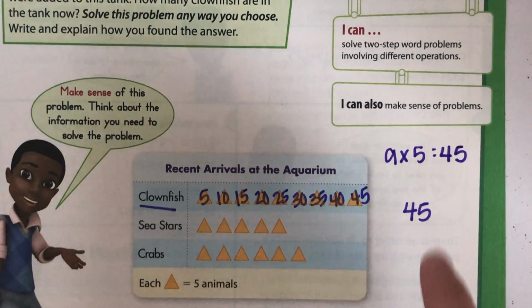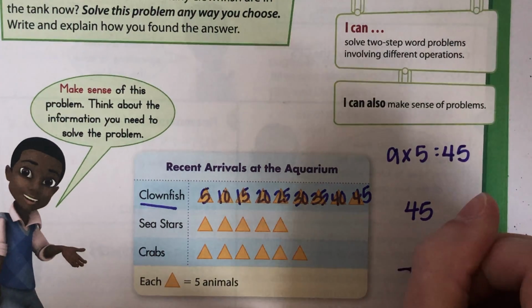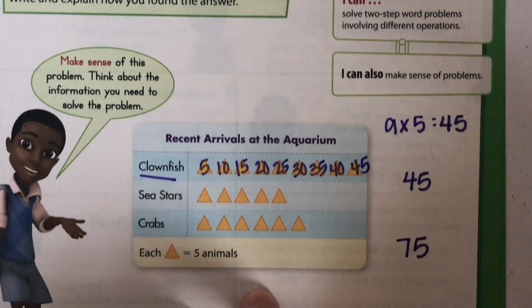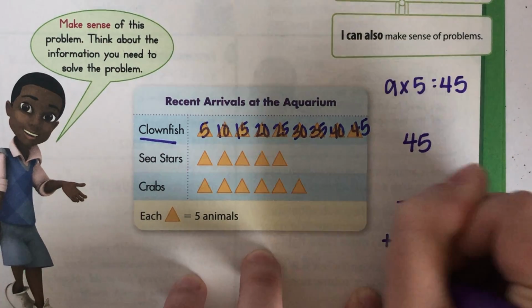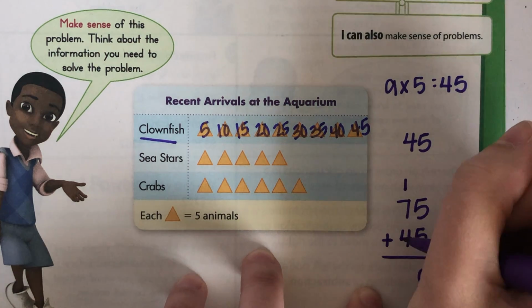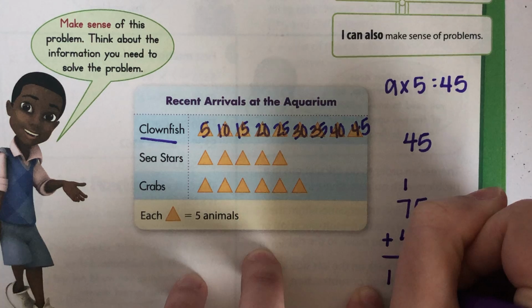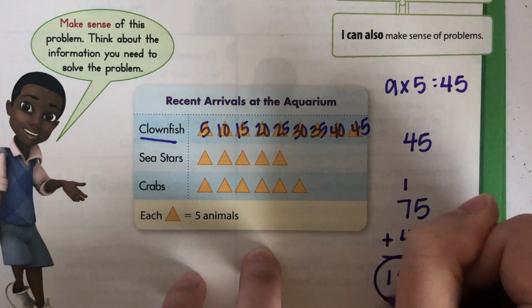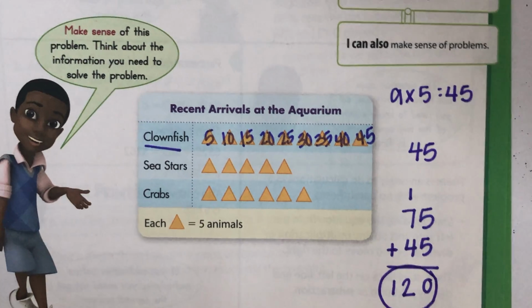Now, it says we started with 75 clownfish, and now we want to find how many are total in the tank, plus 45. 5 plus 5 is 10, carry the 1, 7 plus 1 is 8, plus 4 is 12, we get 120 fish, okay? That's just clownfish.